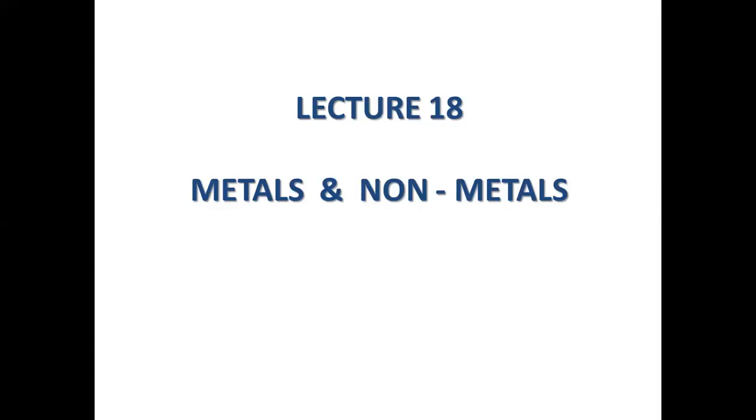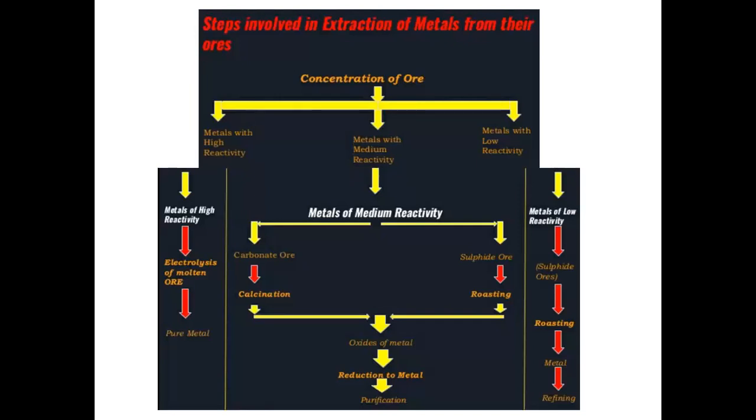As I have told you before also, we have to convert the metal into its pure form by looking into the reactivity series of the metals, right? The steps involved in the extraction of metals from their ore: concentration of ore. After concentration of ore, how can we get the metal? We have three types of metals: metals with a low reactivity, metals with a high reactivity, and metals with a medium reactivity. Students, please understand this chart very well. It's very important to understand how it is carried out.